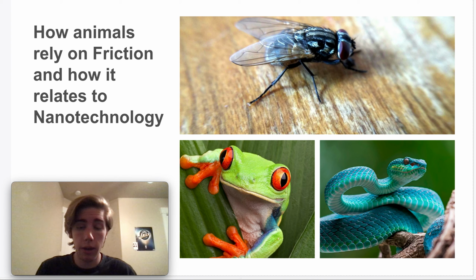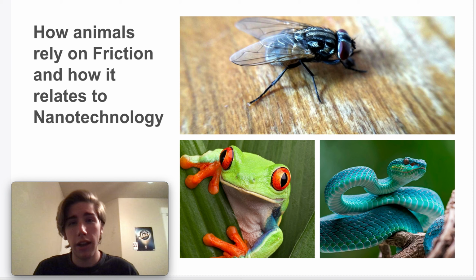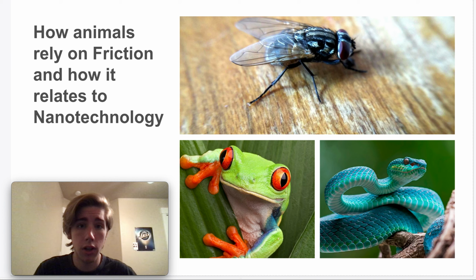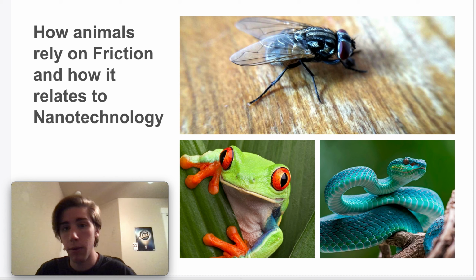We study these animals and figure out how they work and what exactly these little things do, and then we can replicate them to our advantage to help us with creating different things that are helpful to our society. So there you have it. That's friction, nanotechnology, and how each of them are seen and used in the animal kingdom to help animals survive. That's it.